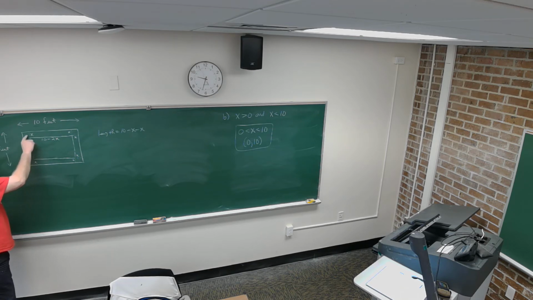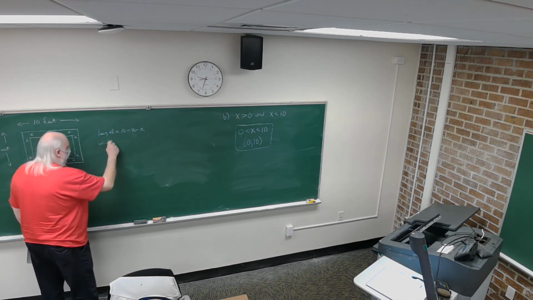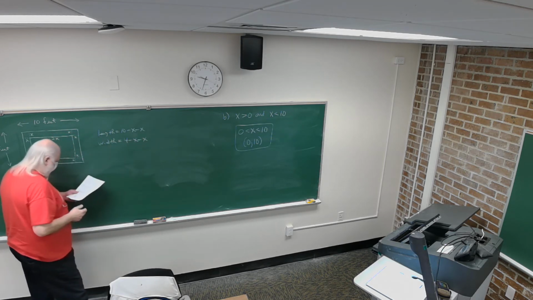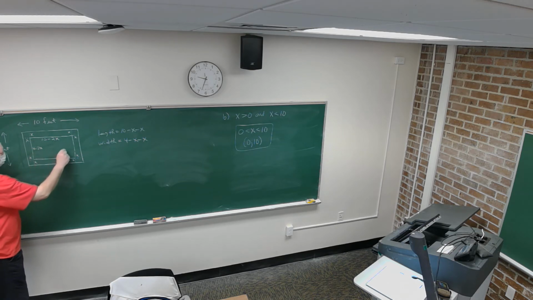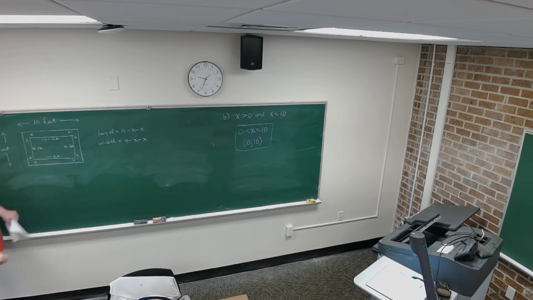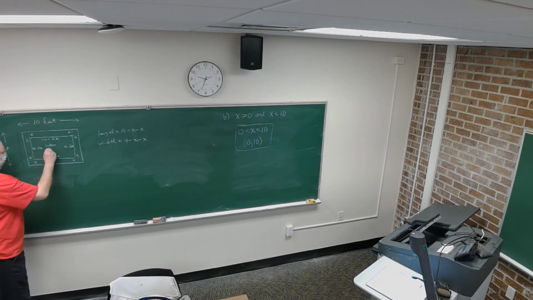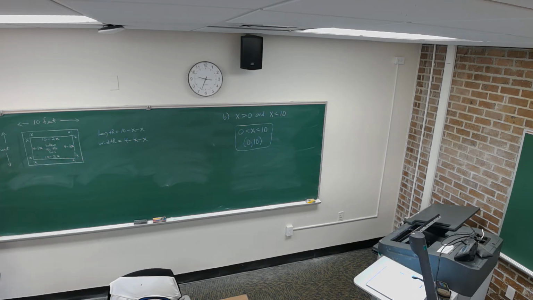And when we cut out the four corners, the width is going to be the original 4 feet minus x minus x from cutting out the two corners. So that is the width of this side, and the length of this side is also 10 minus 2x. So this is the base, or the bottom, of the box. This rectangle inside here is the bottom of the box, after we cut out the four corners and fold up the flaps.